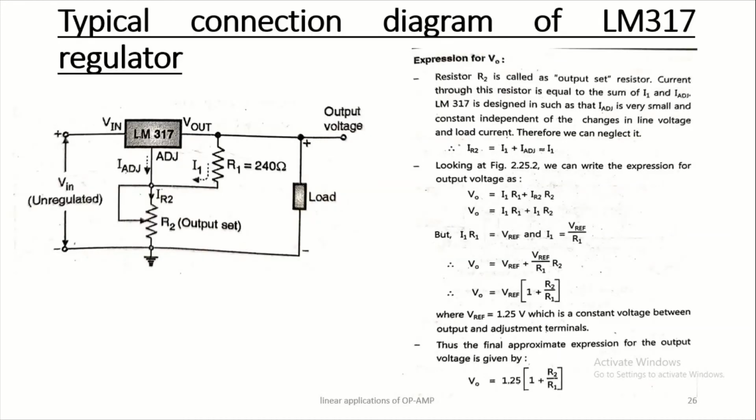The typical connection diagram of LM317. The figure shows a typical connection diagram of the LM317 regulator. LM317 needs only two external resistances, R1 and R2, as shown, for setting the output voltage to the desired value. This is the connection for the LM317. Here we have V in and V output.